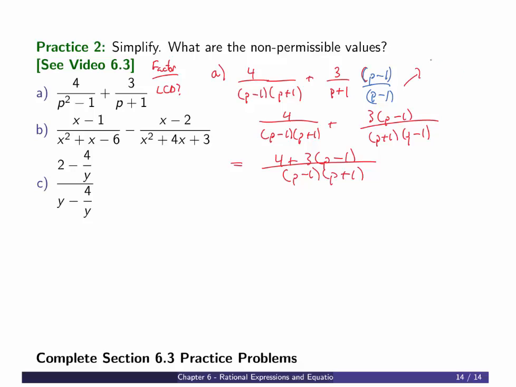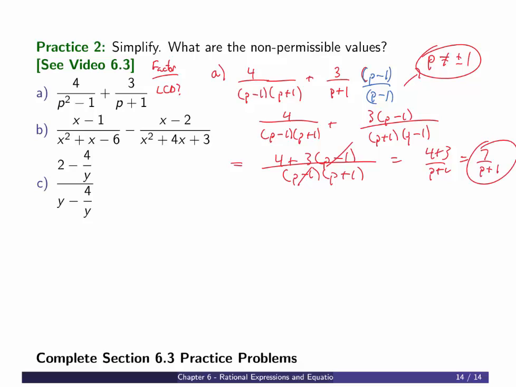Now, it's good to note that the non-permissible values here are p cannot equal plus or minus 1. Okay? Those are the non-permissible values. Because here we're going to cancel them out, so it's always important to take a look at that beforehand. So we're left with 4 plus 3 over p plus 1, which is 7 over p plus 1.